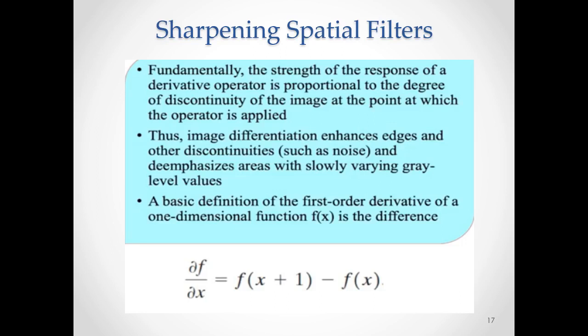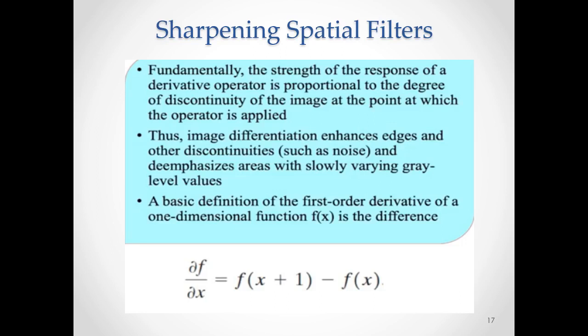Now let us see the basic definition of first order and second order derivative. The first order derivative of a one dimensional function f(x) can be given as delta f divided by delta x equals f(x+1) minus f(x), and the second order derivative can be given as delta square f divided by delta x square equals f(x+1) plus f(x-1) minus 2 f(x).